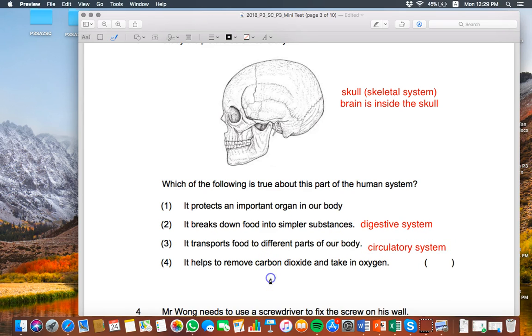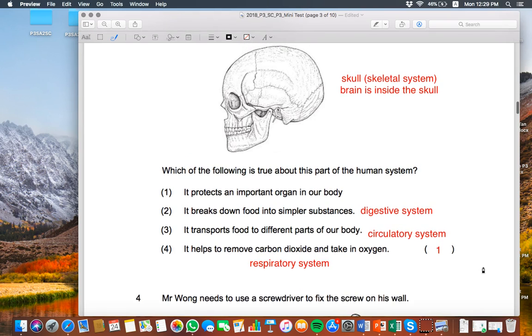And lastly, it helps to remove carbon dioxide and take in oxygen. What system is this? This is your respiratory system. Okay, so your answer would be 1. This is a very simple question. So the answer is 1.